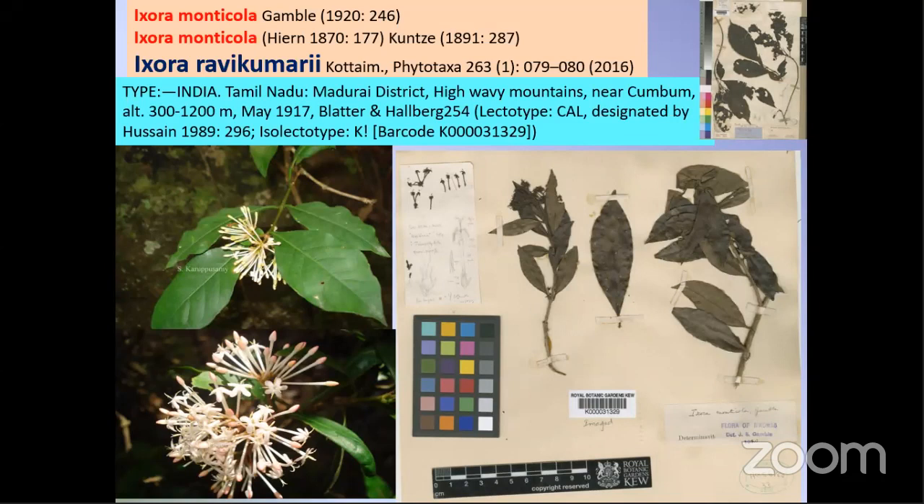So Gamble was not seeing that specimen, because it was published very early. Gamble proposed Hyksora monticola in 1920. But now, rightly, it was recognized by Kotamuthu, who has published Hyksora ravikumari, because of homonymy we can change the name. Both species names are the same but for different specimens, so Hyksora monticola Gamble is now Hyksora ravikumari. Its name was recently changed in 2016.